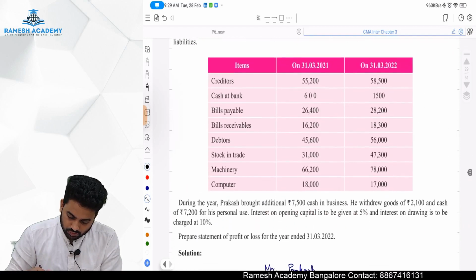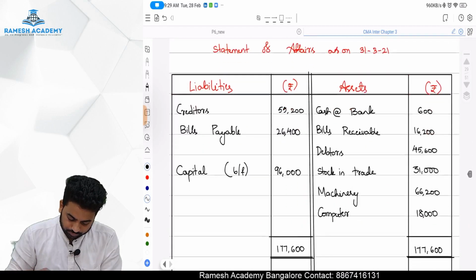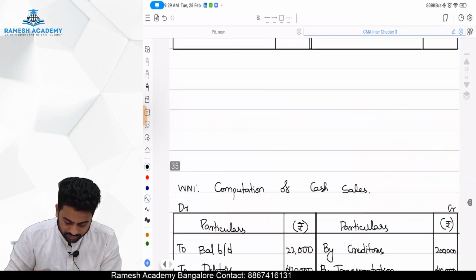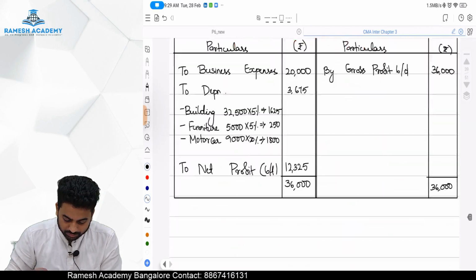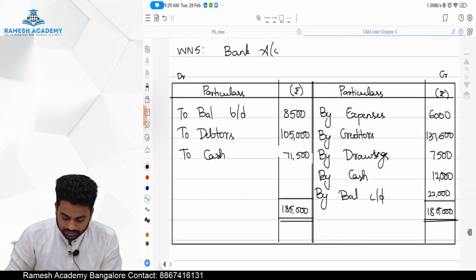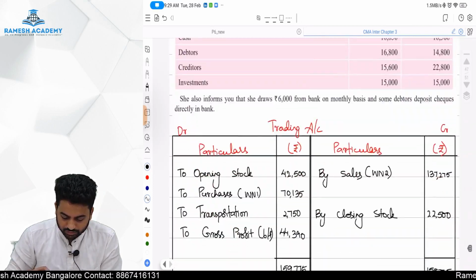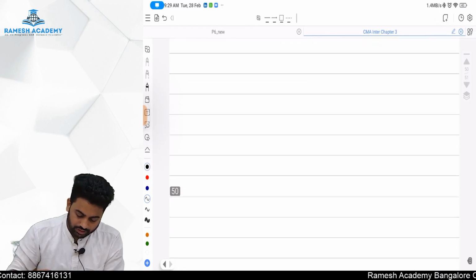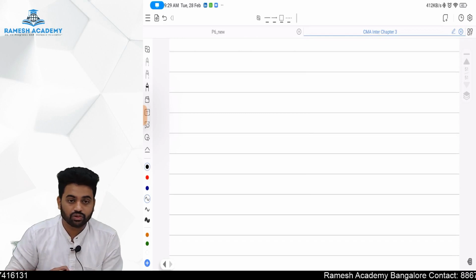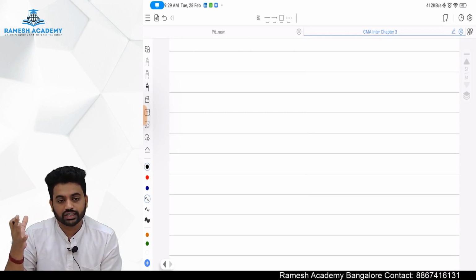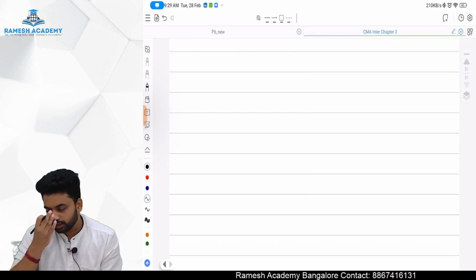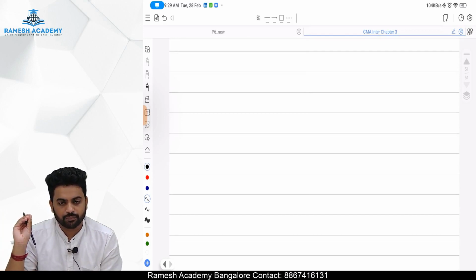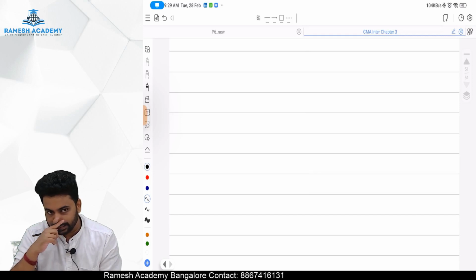So, fine. I will tell certain items now, like what are the major items. Basically, when the question is given on incomplete records and they are asking you to find out the net profit or net loss, then you can go for that first method. Okay, you can go for the first method, balance sheet method.